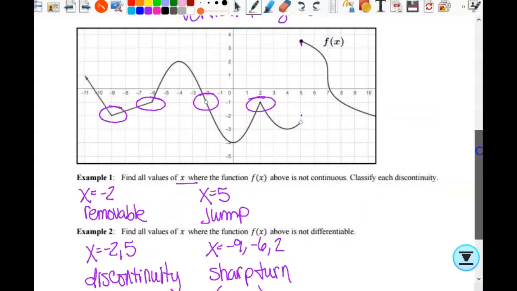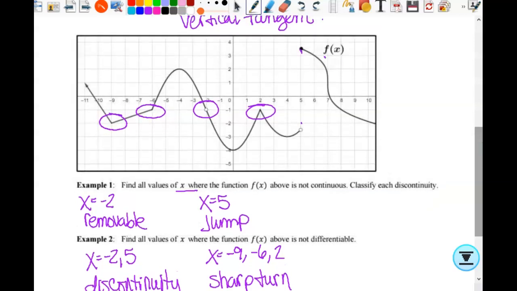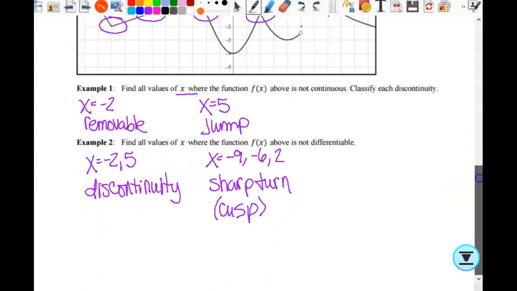And then, is there anywhere else you think? Right here? Yeah, it's 7 because we have a what? Vertical tangent. X equals 7. We have a vertical tangent.